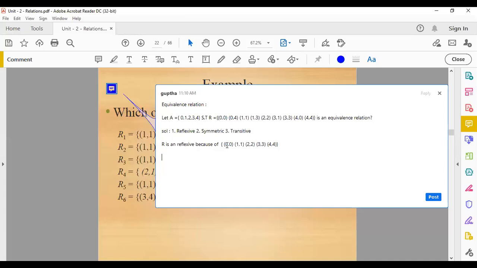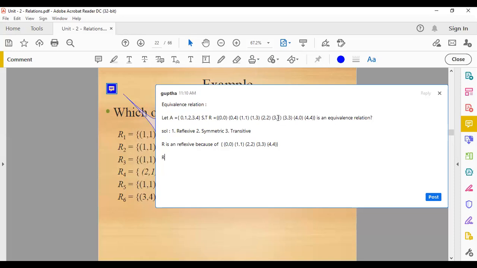Don't solve directly. Okay, is it symmetric or not? Yes, it is a symmetric relation because we have 0, 4, and 4, 0 is there. Of course, 1, 1, 2, 2, 3, 3, 4, 4 also, but others are also there. That's why we want to focus on that first of all. 0, 4, 4, 0 are there. Yes, 4, 0 is there. 1, 3, so 3, 1. Yes, it is there.